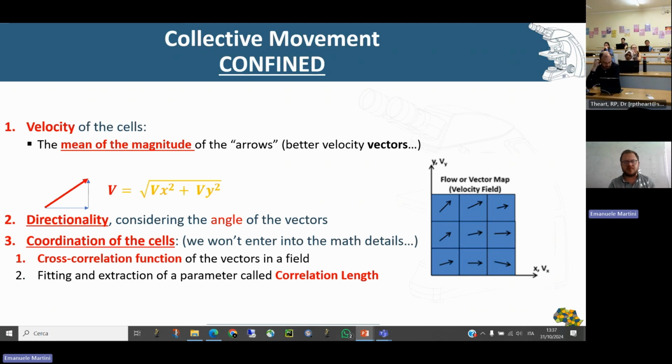So you imagine you have a lot of cells in your field, and then you want to say, okay, in a condition, they have a similar movement for around 1000 micrometers. In another condition, they have a coordination of the same similar movement for, I don't know, 300 microns. So you can also extract more complicated parameters.